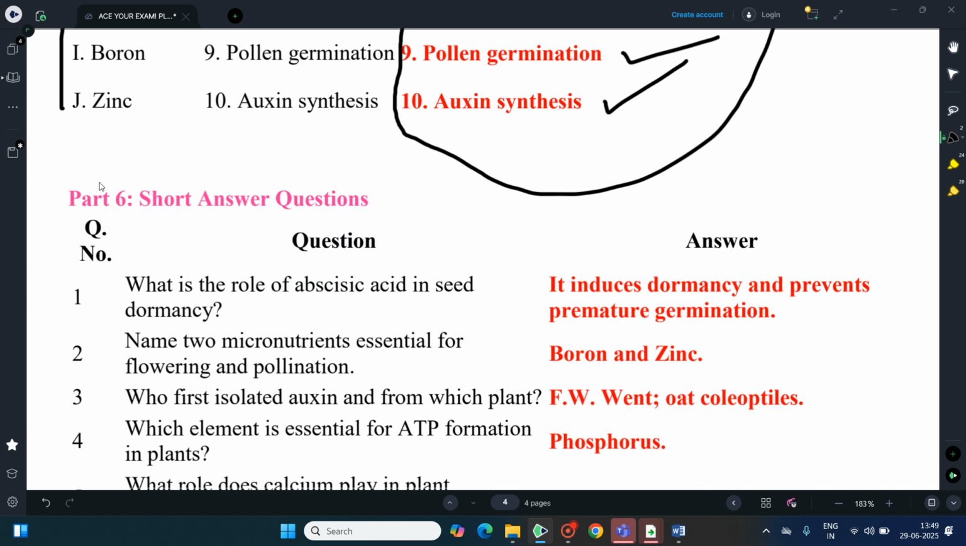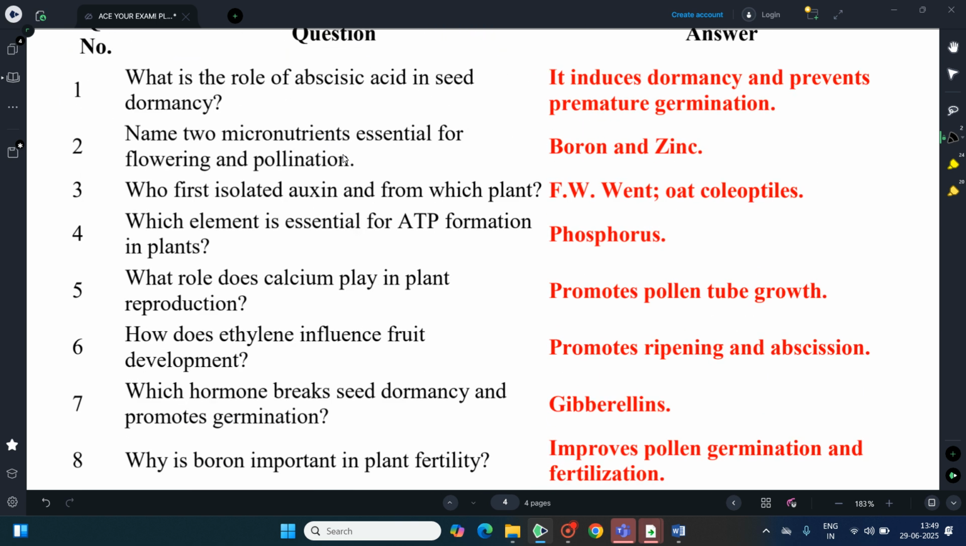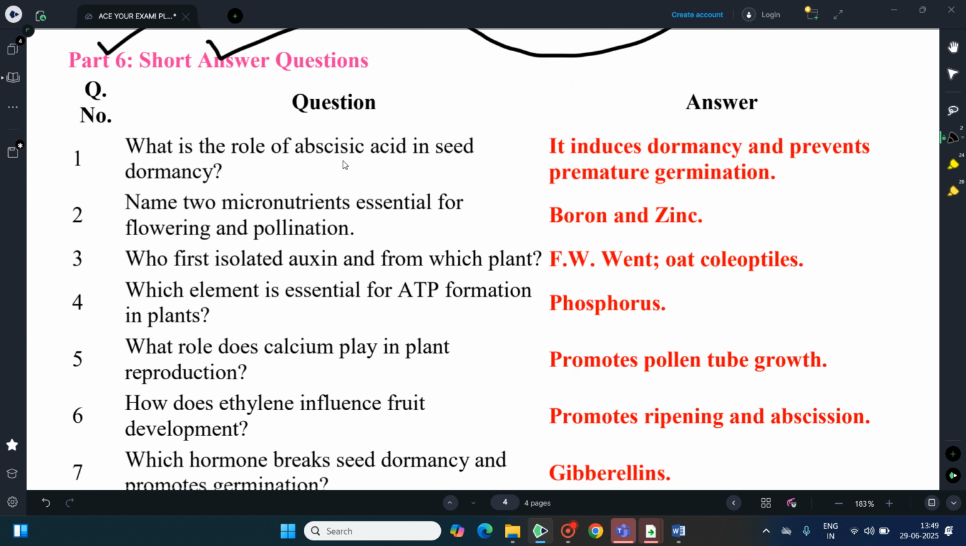And part 6, short answer questions. Here also there are about 10 short questions. What is the role of abscisic acid in seed dormancy? It induces dormancy and prevents premature germination, where viviparous germination occurs. A classical example is groundnut and jackfruit.